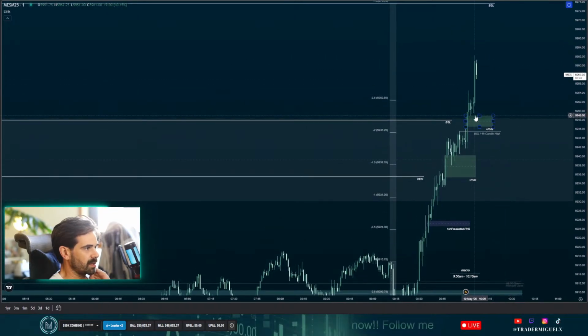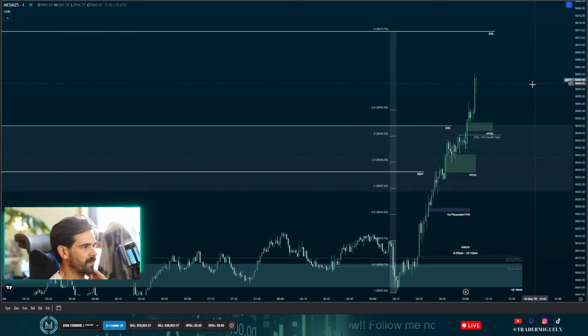But yeah, right now price is just delivering to the upside. Another displacement here, taking out the minus 2.5 standard deviation. And at this point, I guess it will be a direct drive to buy side liquidity, leaving us on the sidelines, honestly.